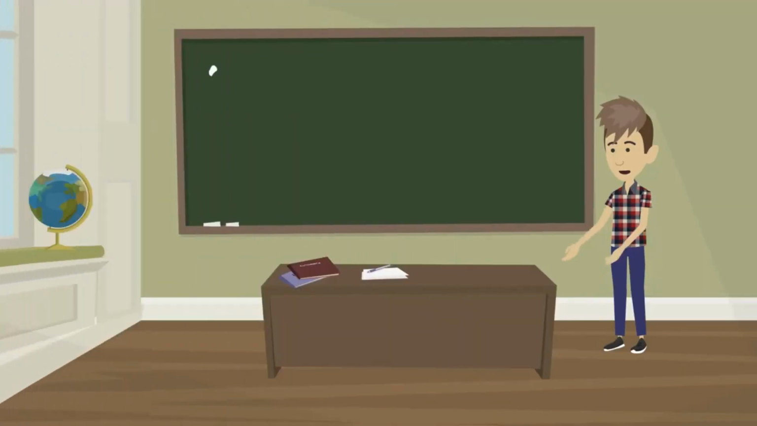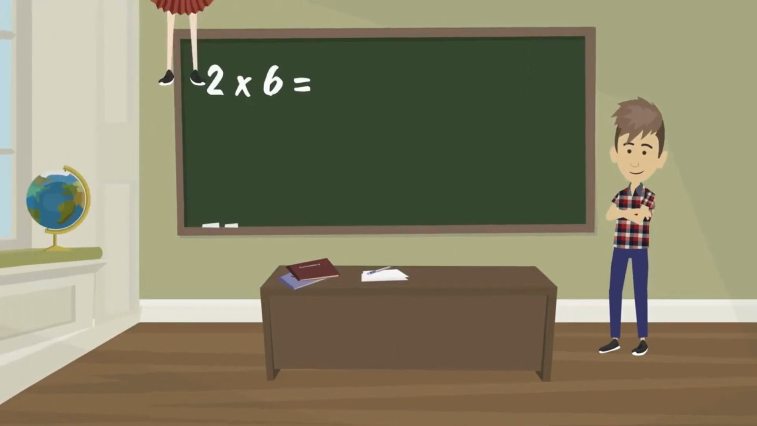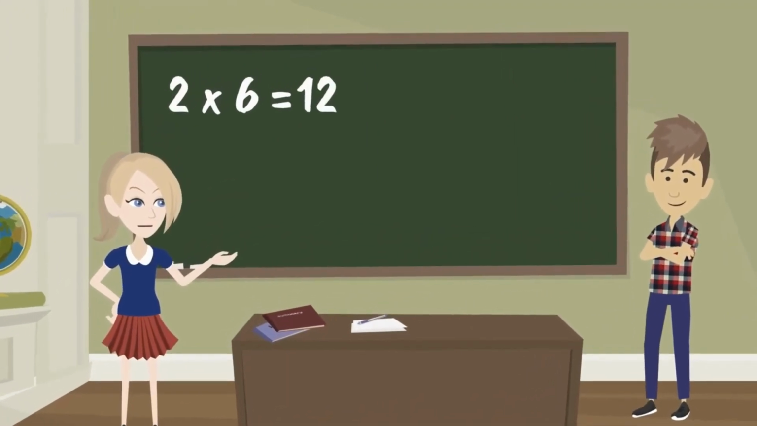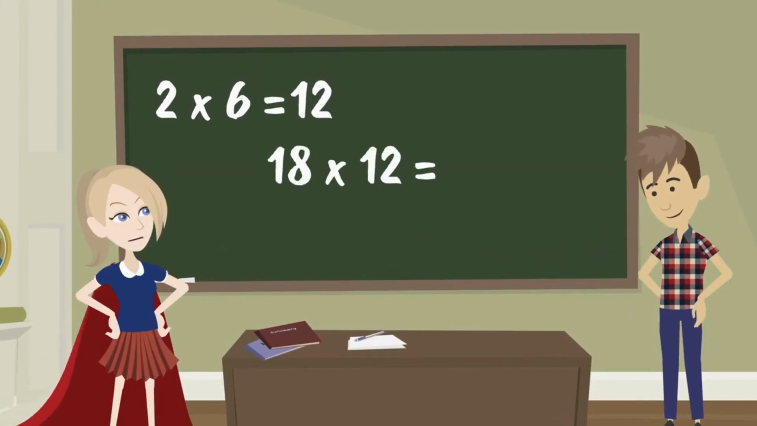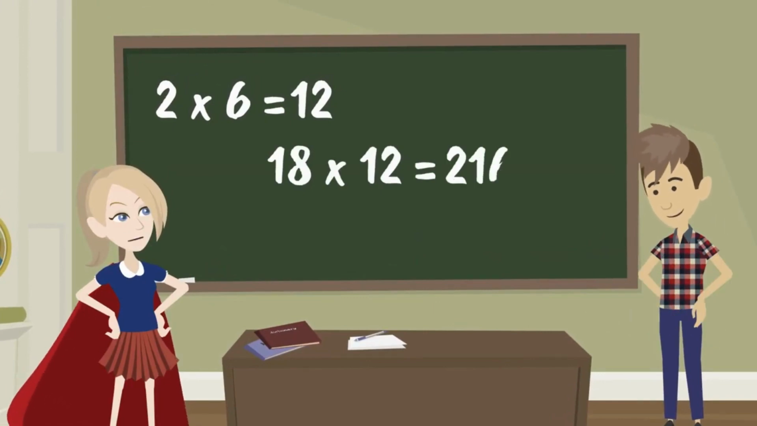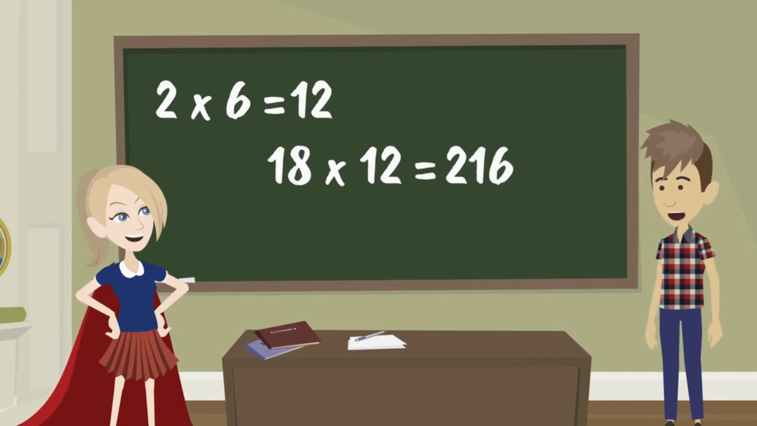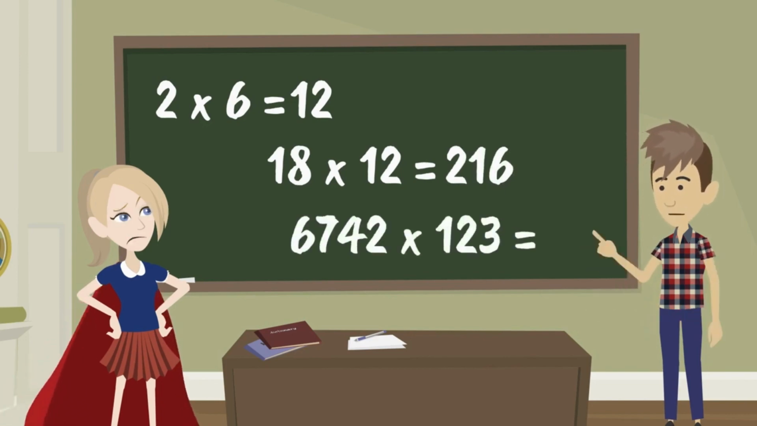Okay, then tell me, what is 2 times 6? 2 times 6 is 12. Good. What is 18 times 12? Easy peasy. 18 times 12 is 216. Good job. Then what is 6,742 times 123?